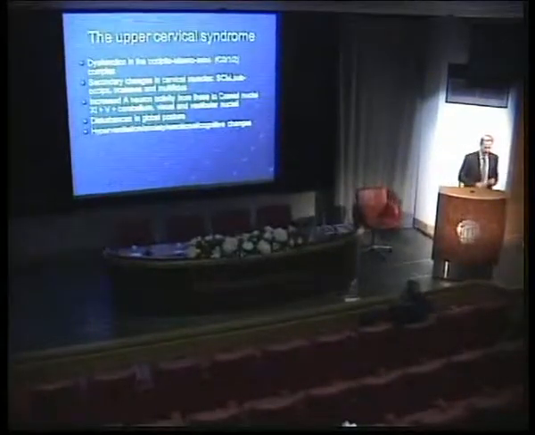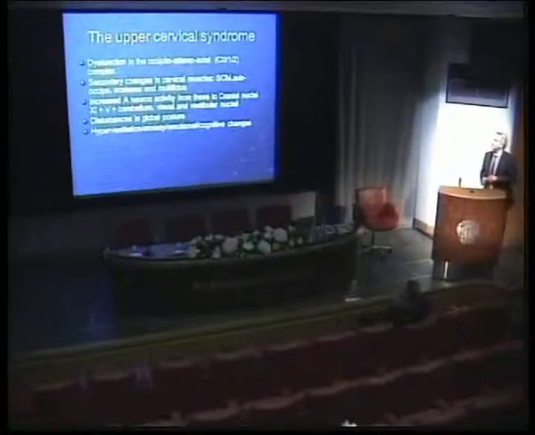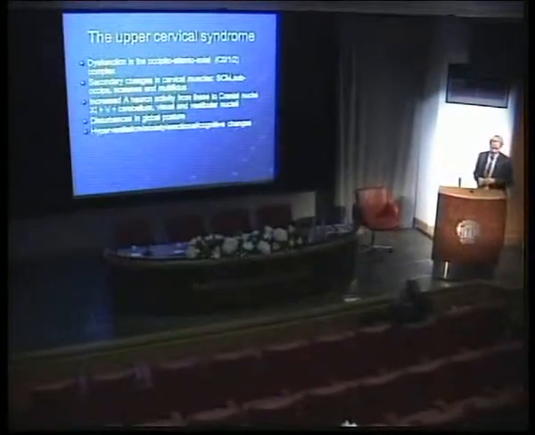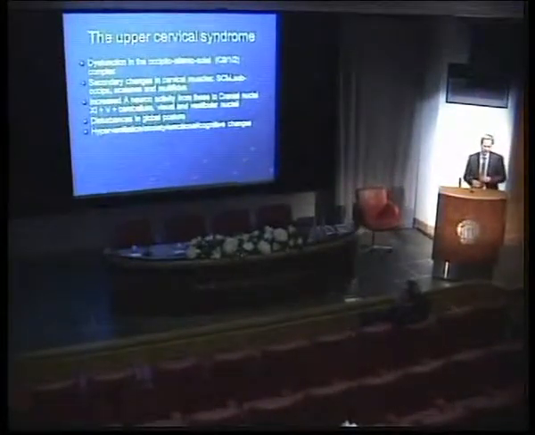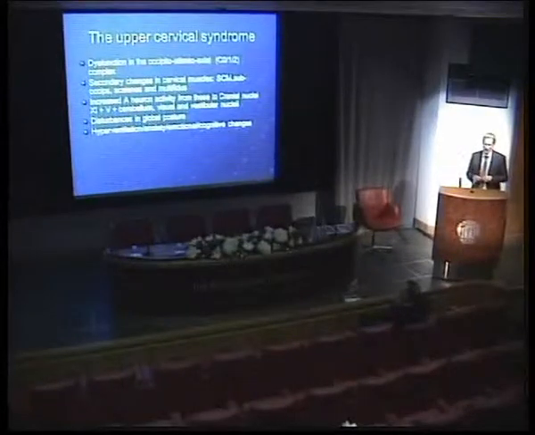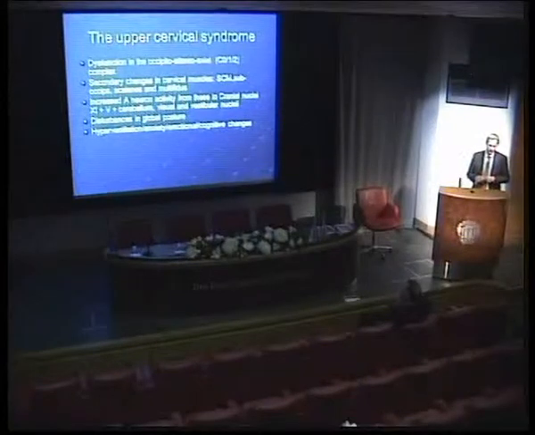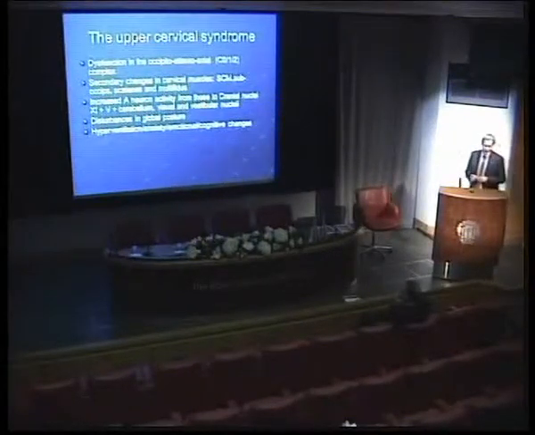So the upper cervical syndrome, what is it? It's dysfunction in the occipito-atlantal axial complex, basically between C0, 1 to 2. There are secondary changes in the cervical muscles, predominantly due to pain induced by this dysfunction. The sternocleidomastoid, the suboccipitals and scalenes all actually shut down.